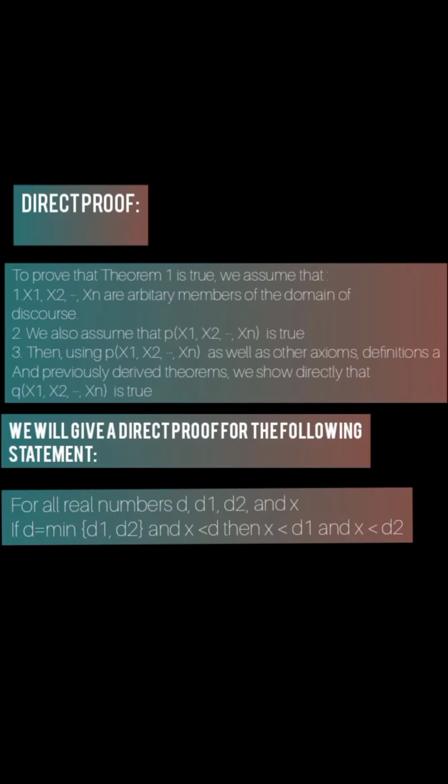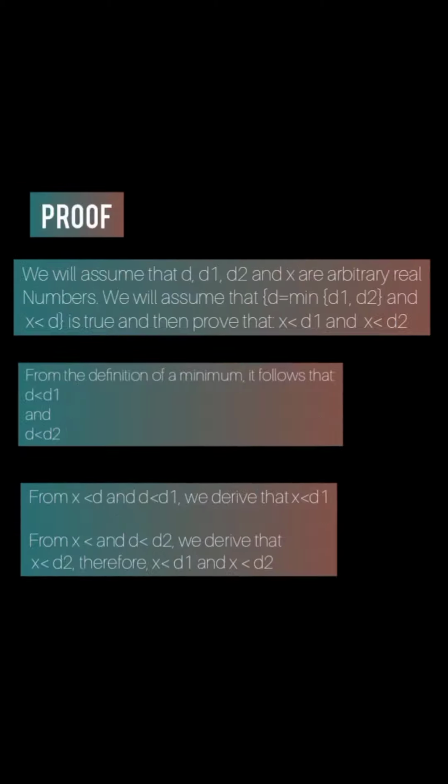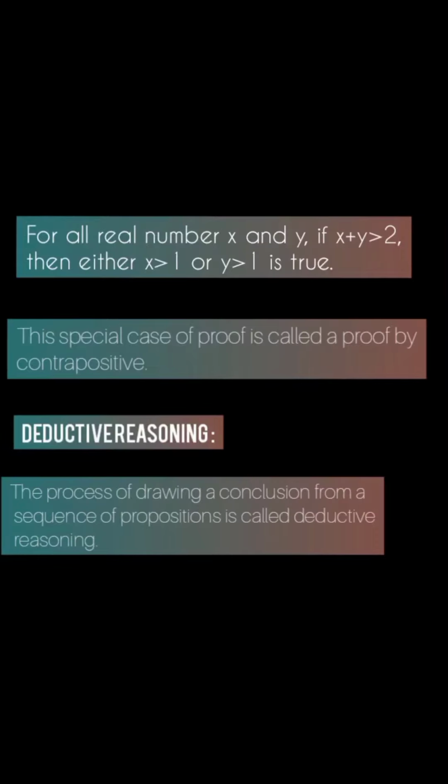We will give a direct proof for the following statement: for all real numbers d1, d2, and x. We will assume that d1, d2, and x are arbitrary real numbers. Here you can see on the screen, from the definition of minimum, it follows that. Then here are the indirect proof and proof by contrapositive, and how we can get them.